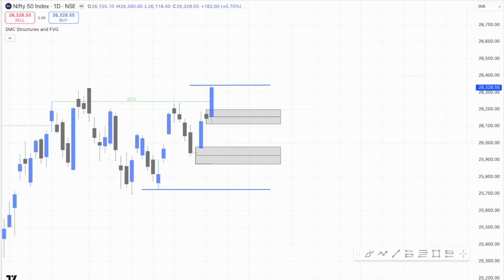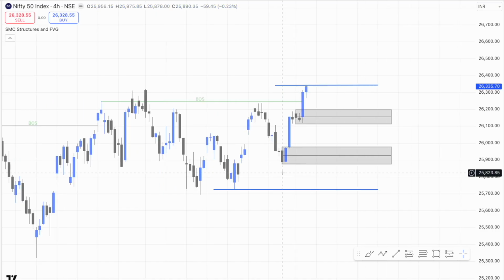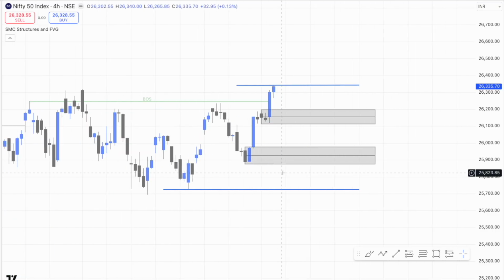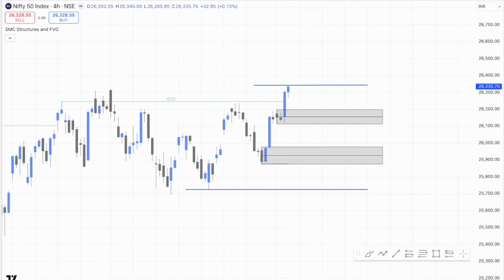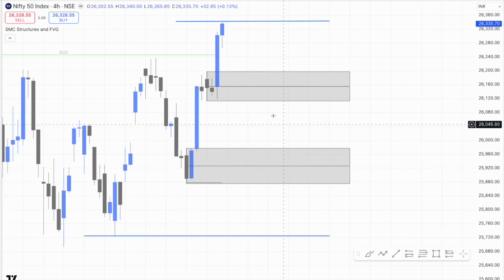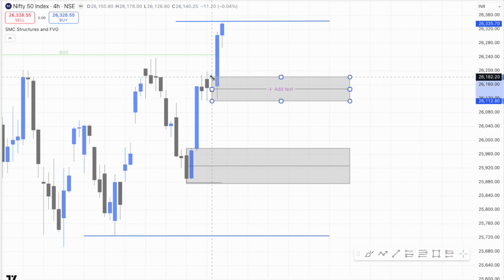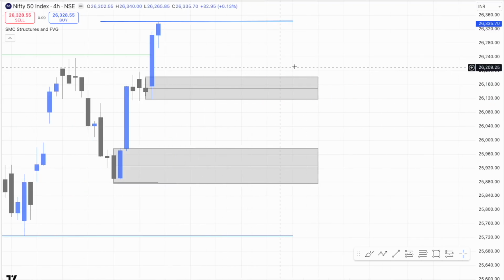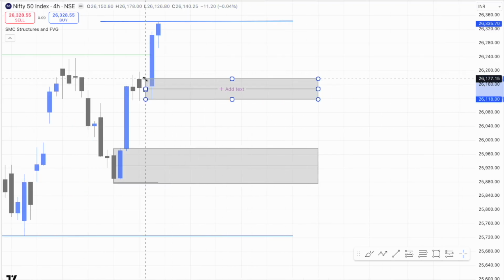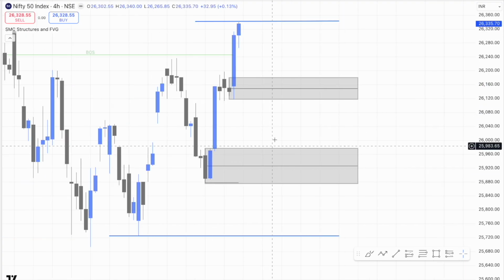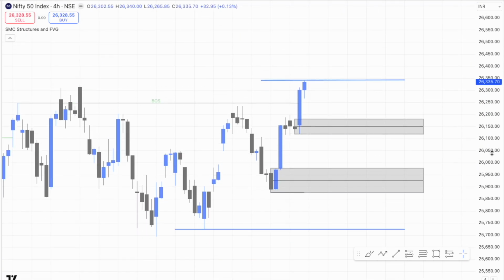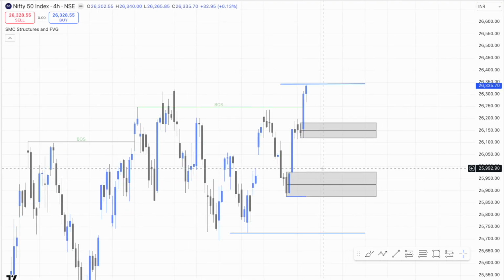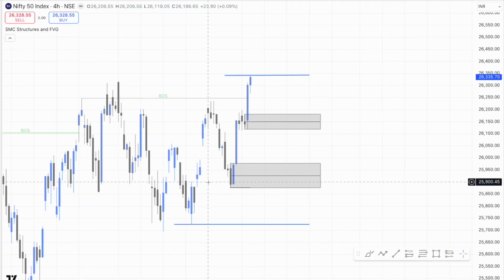Let's move on to the 4 hour perspective and see if we can find any other reaction points from where the market can react. Yeah, so from 4 hours we can refine this range a little bit to here to include the wicks also. So these two are the demands which we are going to target for the upcoming week effectively.